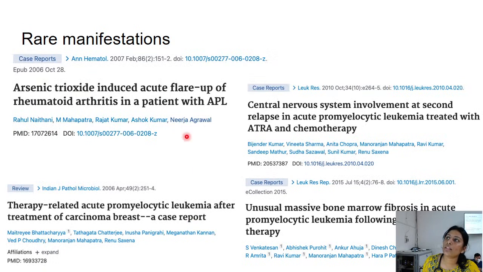These are the various case reports published from our institute. Upon initiation of ATO, 1 patient reported an acute flare-up of rheumatoid arthritis. We had 1 case, which was a therapy-related APL after therapy for CA breast. CNS involvement at second relapse was seen in one of our patients, and it was managed with ATRA and chemotherapy. And 1 case report reporting unusual massive bone marrow fibrosis in APL patients following ATO therapy.